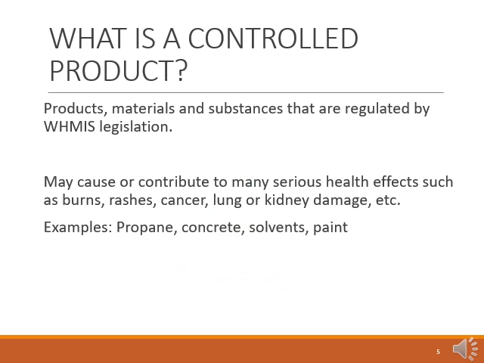What is a controlled product? Products, materials, and substances that are regulated by WHMIS legislation. Products, materials, and substances that may cause or contribute to many serious health effects such as burns, rashes, cancer, lung or kidney damage, etc. Examples of controlled products may be propane, concrete, solvents, and paint.